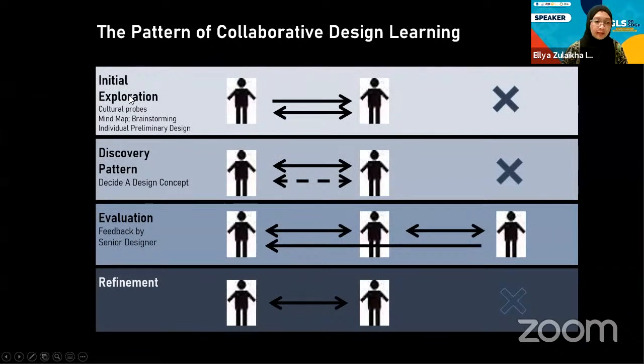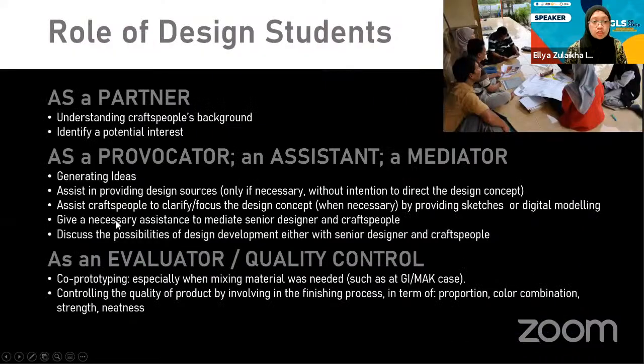So the pattern is like this. Oh, I forgot to say: this is the craftspeople, this is the junior designer, and this is the senior designer. In initial exploration, there is intensive discussion between craftspeople and design students. While in deciding a design concept, design students act more passively, but craftspeople are more active. And this is the evaluation. During the evaluation, all parties actively discuss, while the refinement is done by design students and the craftspeople. So the senior designer's role is only in one stage, which is evaluation.